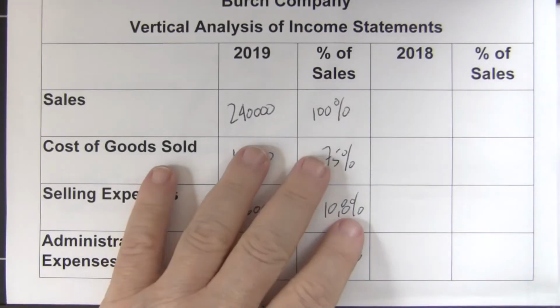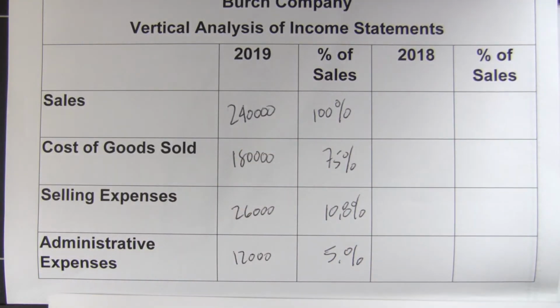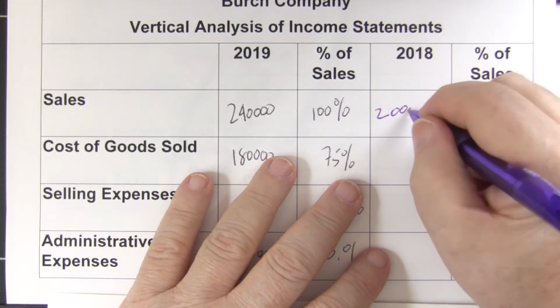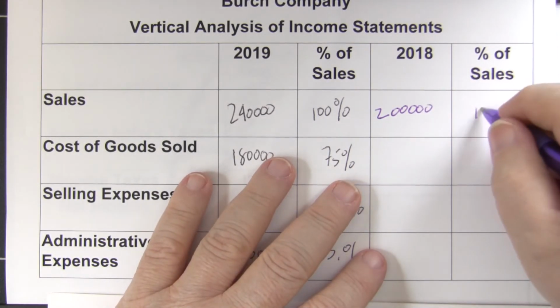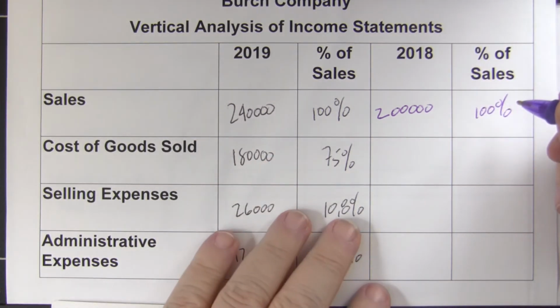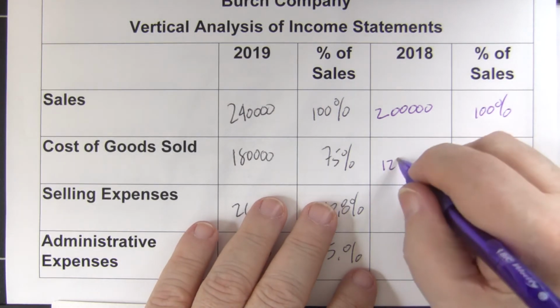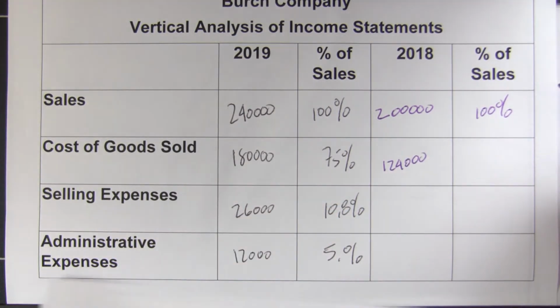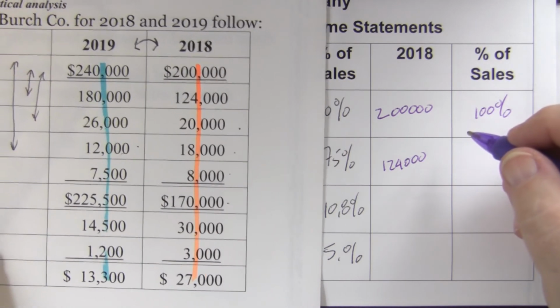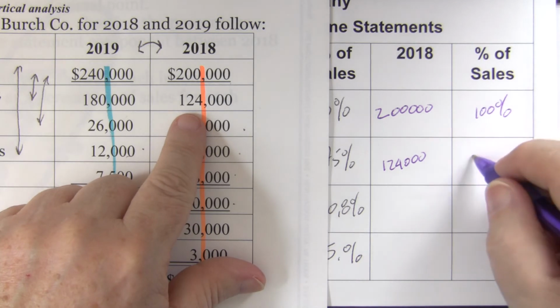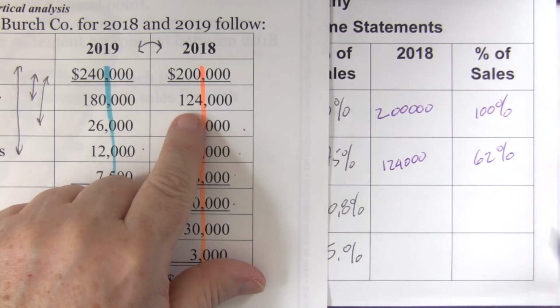Now we're going to do the same thing for 2018. And I'm going to use purple ink to make sure you can see the difference. Last year we had $200,000 in sales. And that was 100% of sales. Last year, our cost of goods sold was $124,000. You see where I'm getting these numbers from? That was 62% of sales.